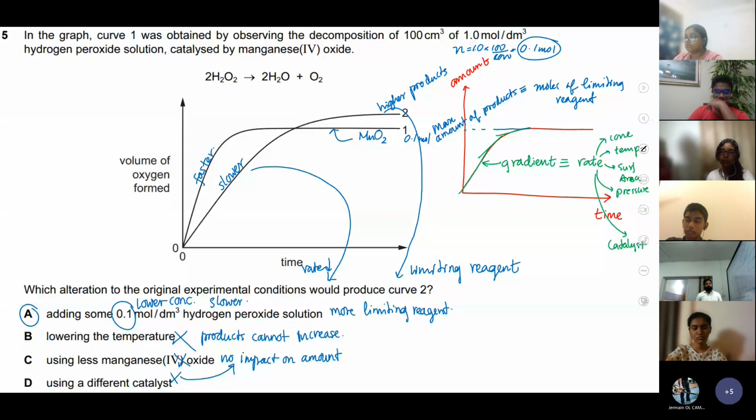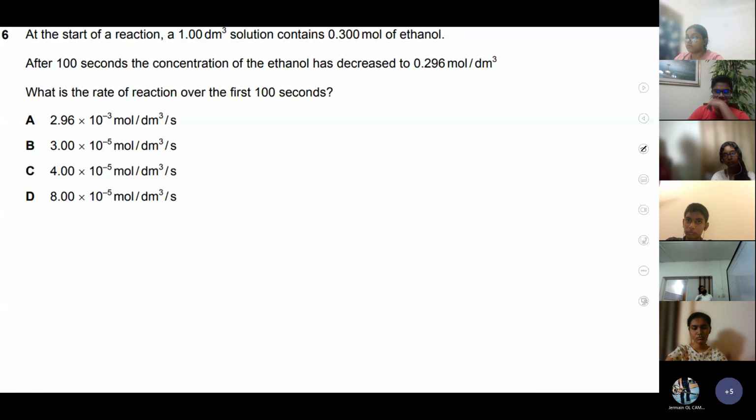Right. Next one. At the start of the reaction, 1 dm cube of solution contains 0.3 moles of ethanol. After 100 seconds, the concentration of ethanol has decreased. What is the rate of reaction over the first 100 seconds? Unfair question.